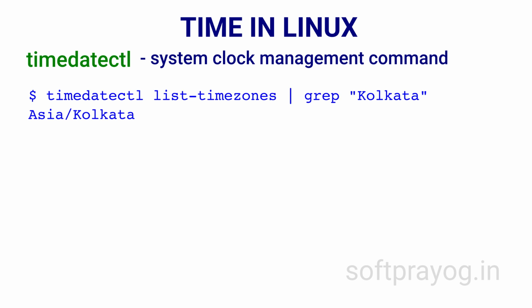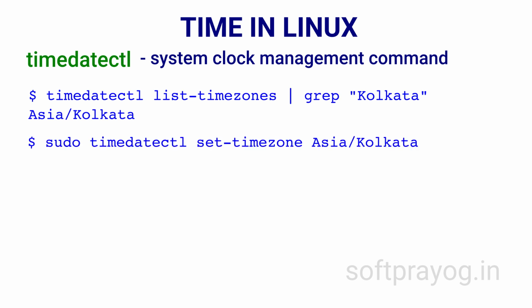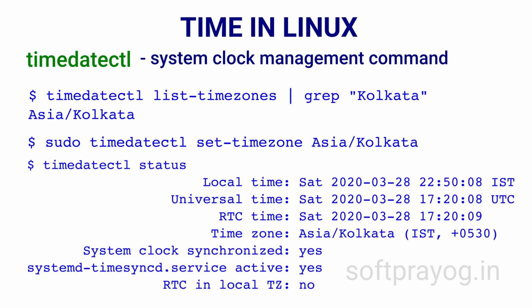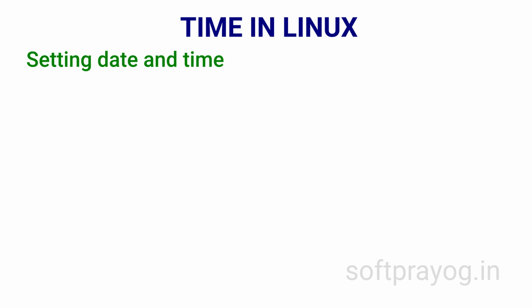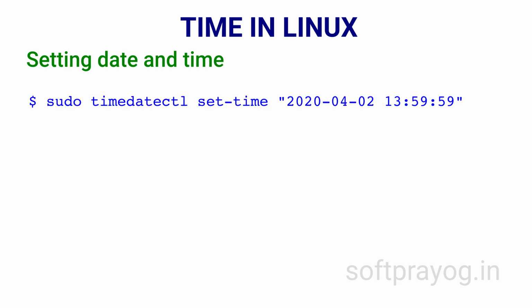Suppose we want to change our time zone. We can list all the time zones with the timedatectl list-timezones command. Then we can select the time zone value we want to set, and we can execute the timedatectl set-timezone command. We can set the system clock date and time using the timedatectl set-time command.